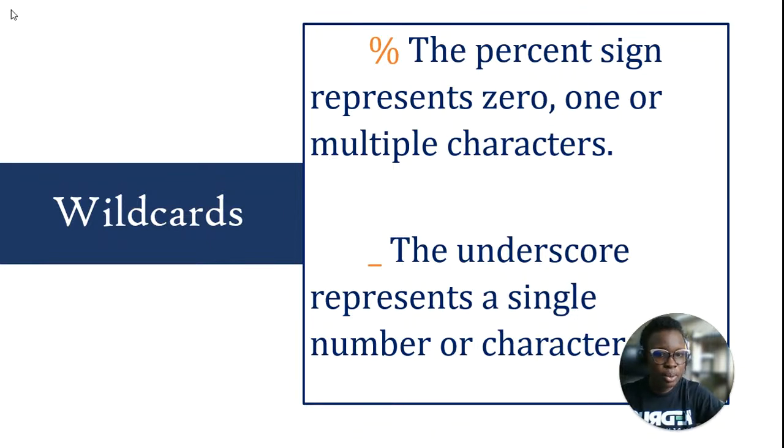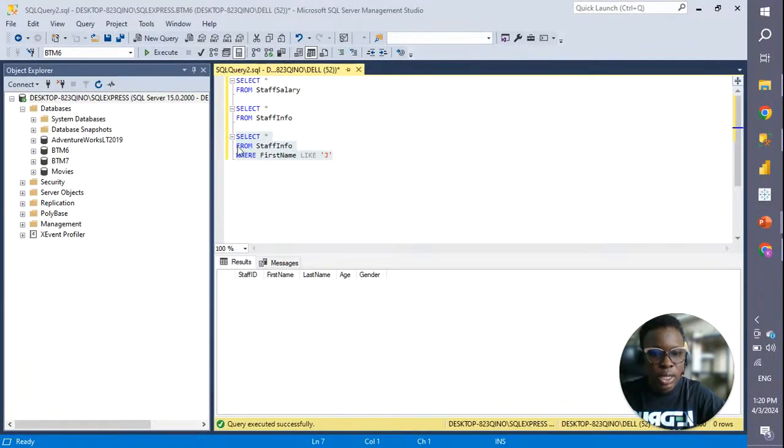The second wildcard you should know about is this underscore. The underscore represents a single number or character. So that means if I put 1 underscore, it represents 1 number. If I put 2, it represents 2 characters or 2 numbers. Do you understand that? While the percentage represents 0 or multiple characters. Let me show you how we use them. So back to our code.